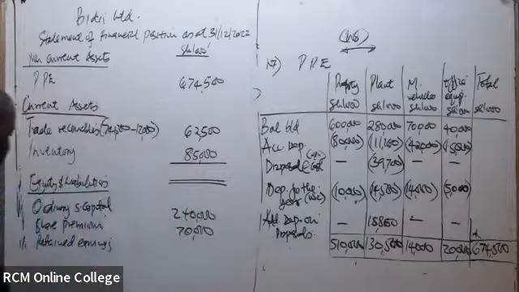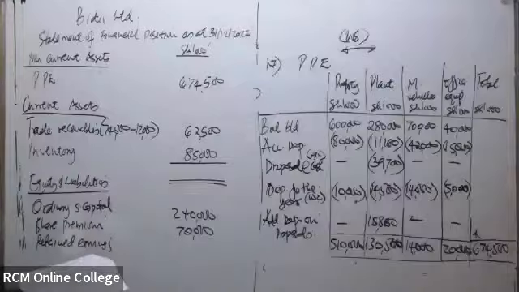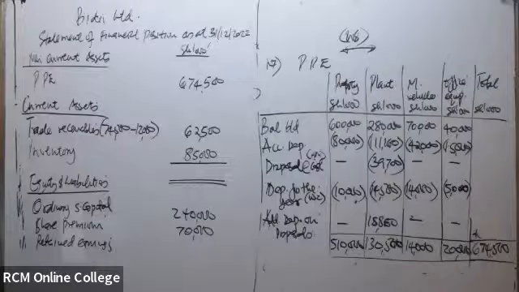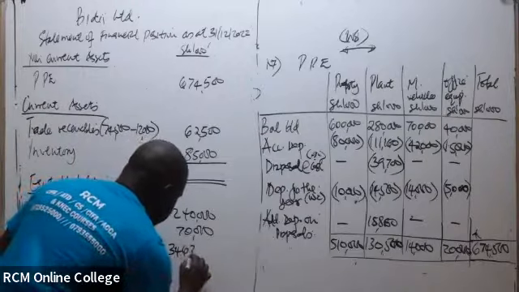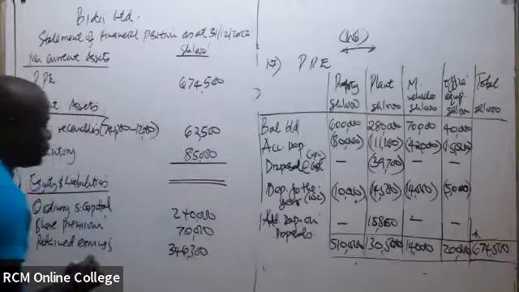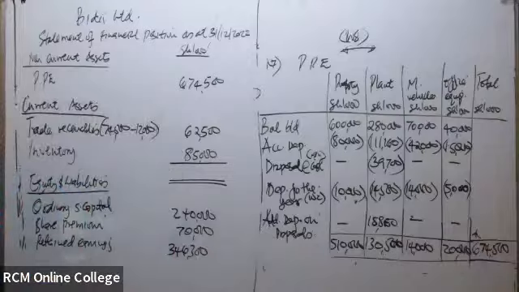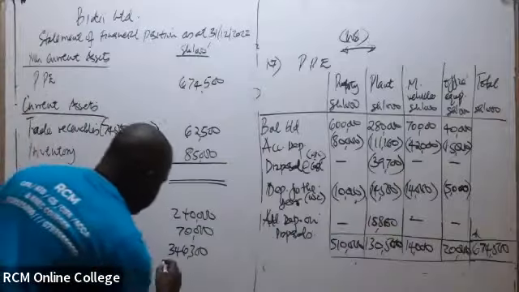What about in this case retained earnings? The ones we computed in the statement of changes in equity by the end of the year. The retained earnings in the statement of changes in equity, it was how much? 346,300. And therefore, I think those are the only items of equity.